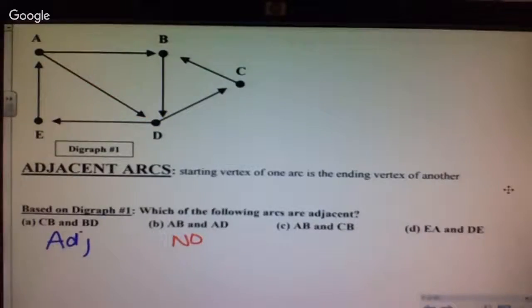Okay, A to B and C to B. Are they adjacent? Be careful though. How are the arrows pointing? They're pointing opposite. So can I go from here like this and continue on? No, I can't go backwards up an arrow. I also can't start here and go backwards this way. I have to go in the direction of the arrow. So this one is also no.